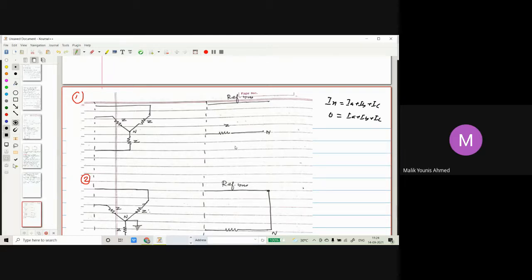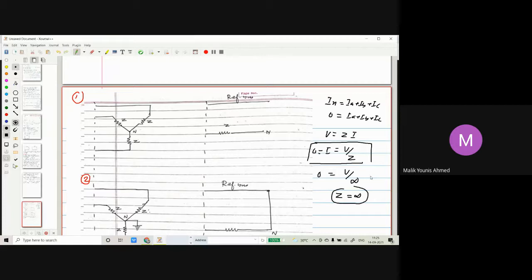But the impedance to zero sequence currents is infinite. If V is equal to ZI, simple Ohm's law in AC, then I is equal to V by Z. This value of current is equal to 0. This can only become 0 when the value on the right hand side is infinite. So the impedance to zero sequence current is infinite, beyond the neutral point.